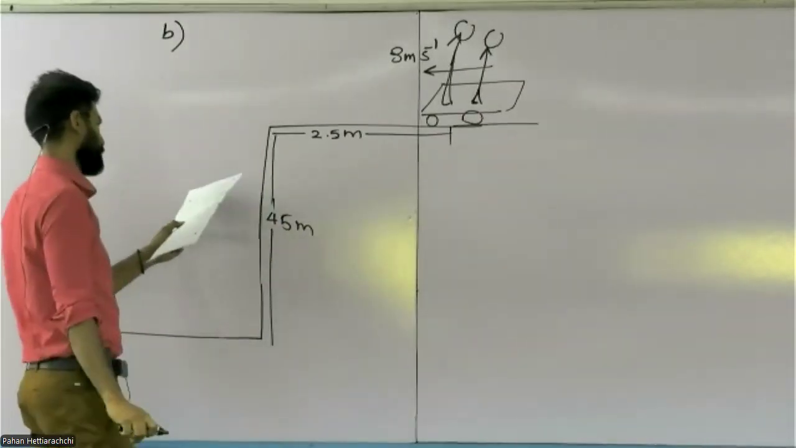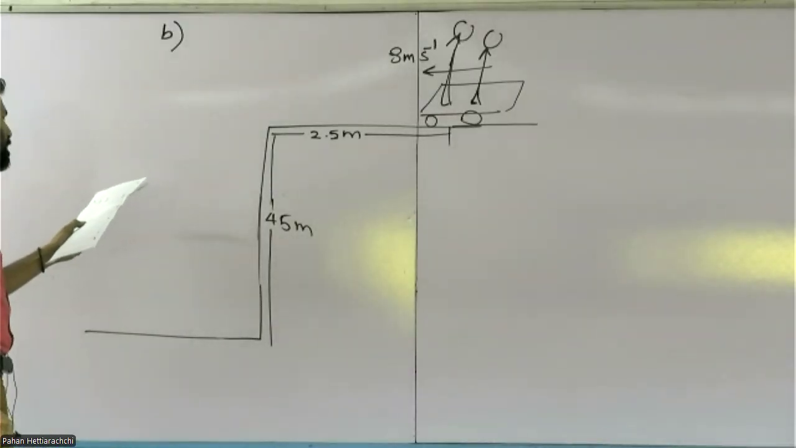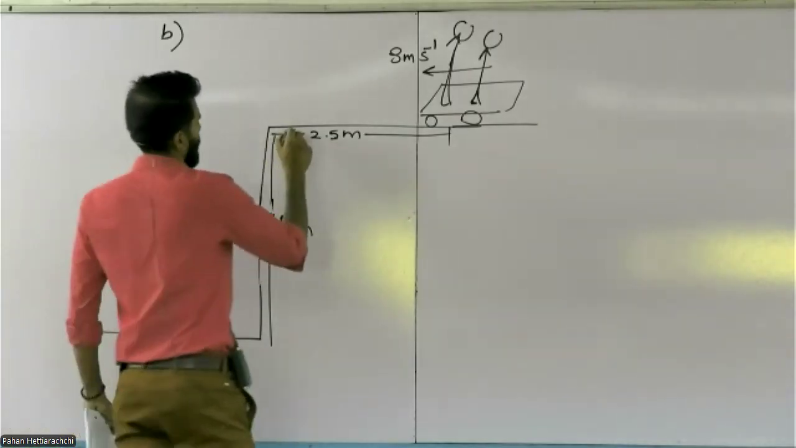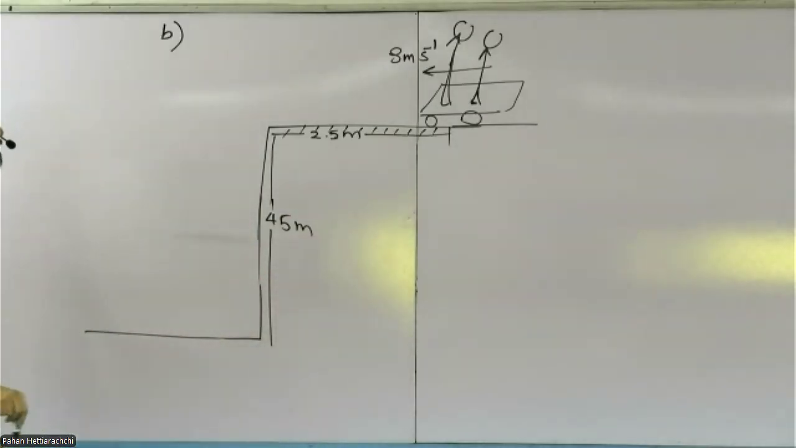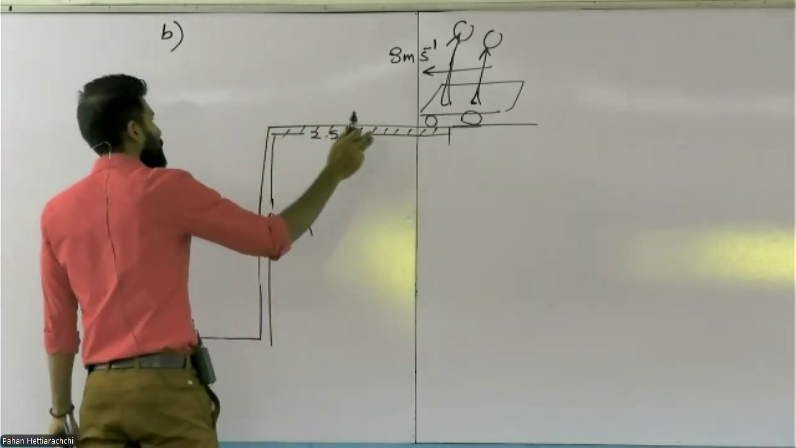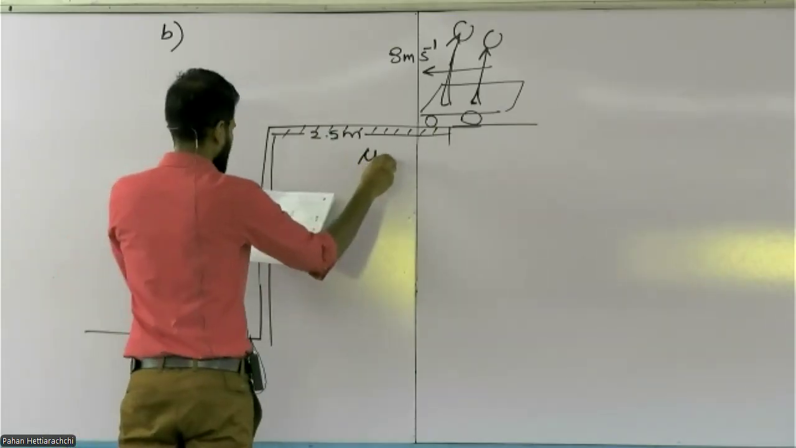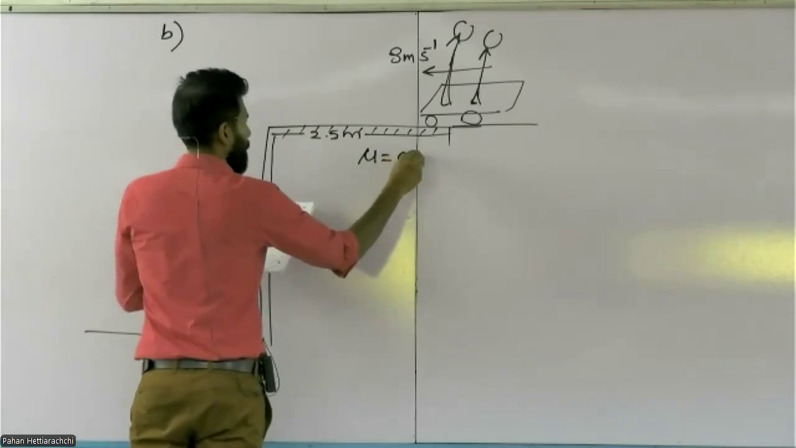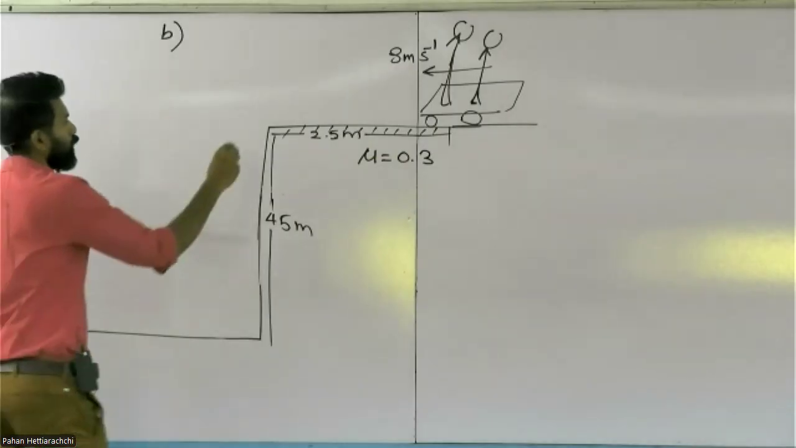Okay. Now, if the system moves along a rough surface of length 2.5 meters with a coefficient of friction of 0.3. After the second person jumps onto the trolley, the compound velocity of the system is 8 meters per second to the left side. And as they move to the left, the trolley has to pass a rough surface with a frictional coefficient of 0.3, and then it will come to the edge.